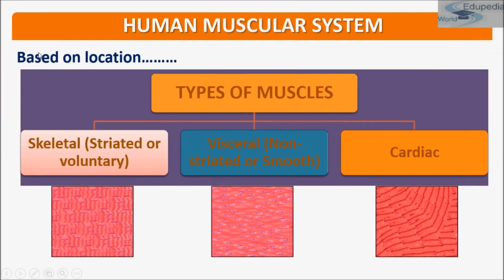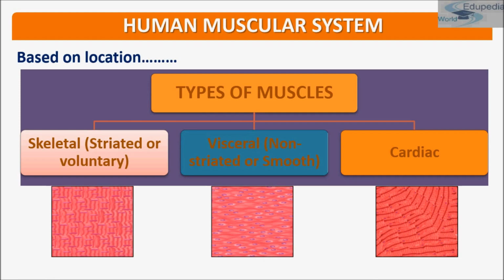My topic for the presentation is the third section of the chapter Movement and Locomotion of Class 11 Standard. In this section of the presentation, we'll be studying the types of muscles present in the human body, categorized on the basis of their location. That means where they are present. Okay?